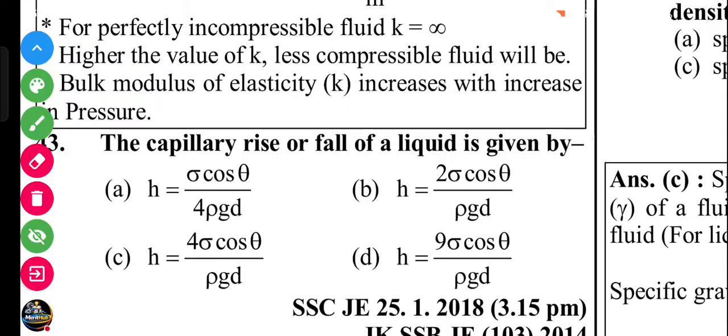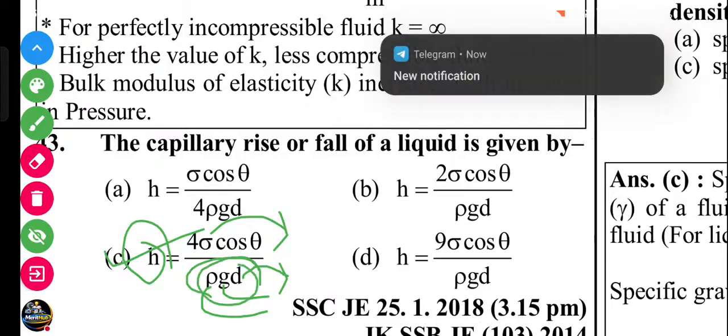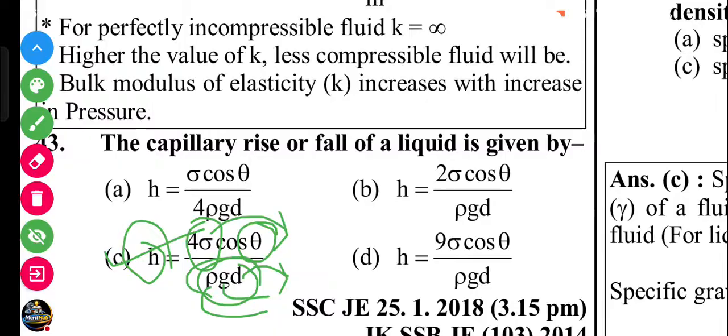The capillary rise or fall of the liquid is h equal to 4 sigma cos theta by rho g d, where sigma is the surface tension, rho is the density, g is the gravitational acceleration, d is the diameter of the pipe, and theta is the angle of contact. You can see here the fall or rise of the height h is inversely proportional to the density and diameter, and directly proportional to the angle of contact and the surface tension.